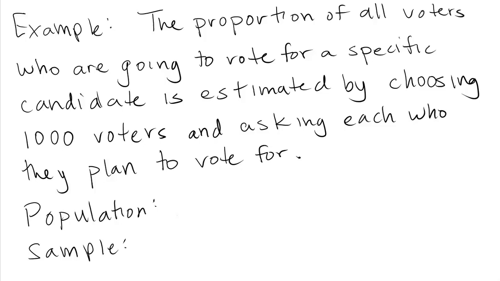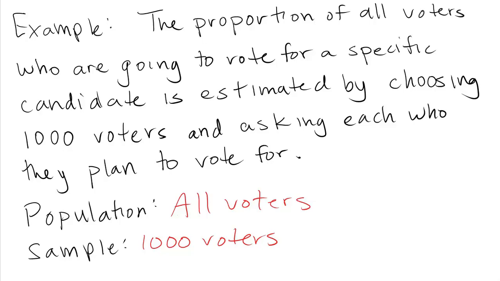The population is the group of all individuals who are being studied. And here we're looking at all voters. So the population is the set of all voters. The sample is some smaller group that's been selected to represent that population, and they're choosing 1,000 voters. They represent the sample. So the population is the set of all voters, and the sample is the collection of 1,000 voters who were selected to represent all voters.